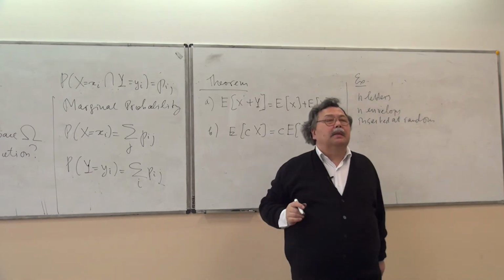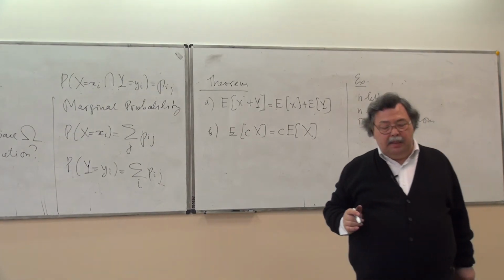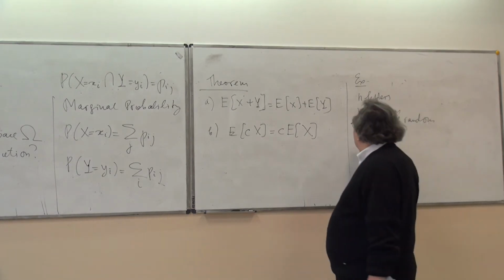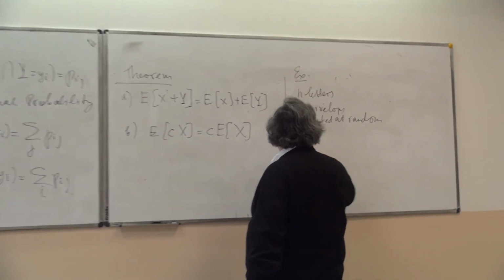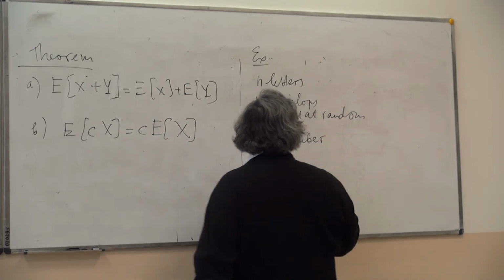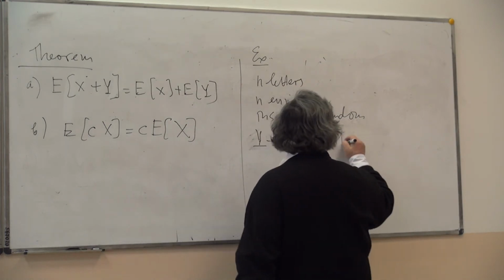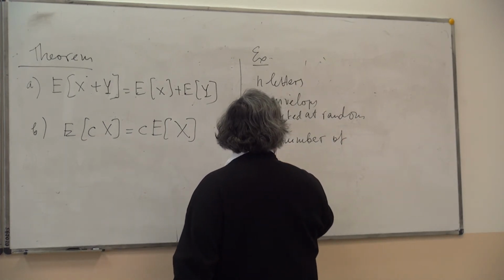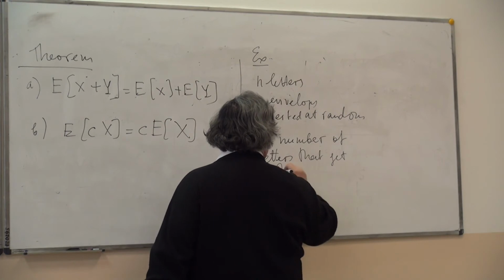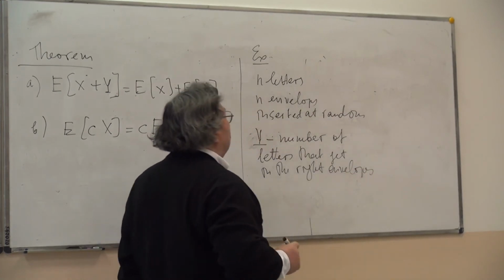Now, what's the expected value of the number of letters that get into the right envelopes? So let's define the variable y as the number of letters that get in the right envelopes.